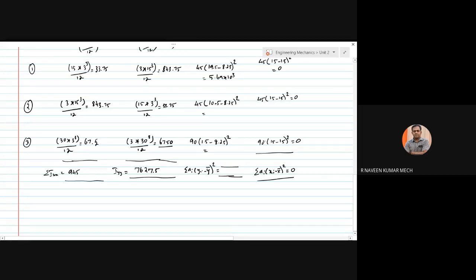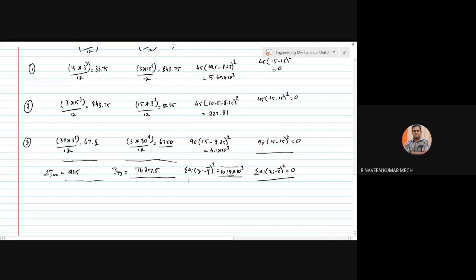Here, 27.81. Here we get 4.1 into 10 to the power 3. So once we add all these things, we get the value of 10.18 into 10 to the power 3. This is the value we get here.